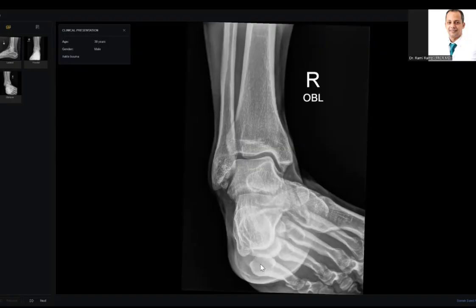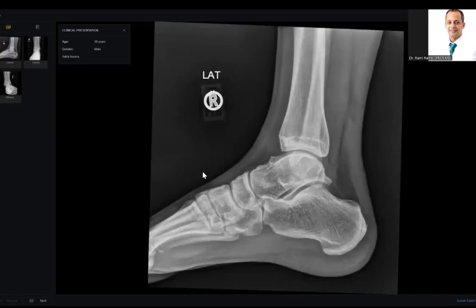And lastly, the base of the fifth metatarsal. This is important, or a subtle finding, we may miss it. Besides that, if there is any retrocalcaneal or pre-Achilles effusion or smudged fat here, look here, it should be black like this.